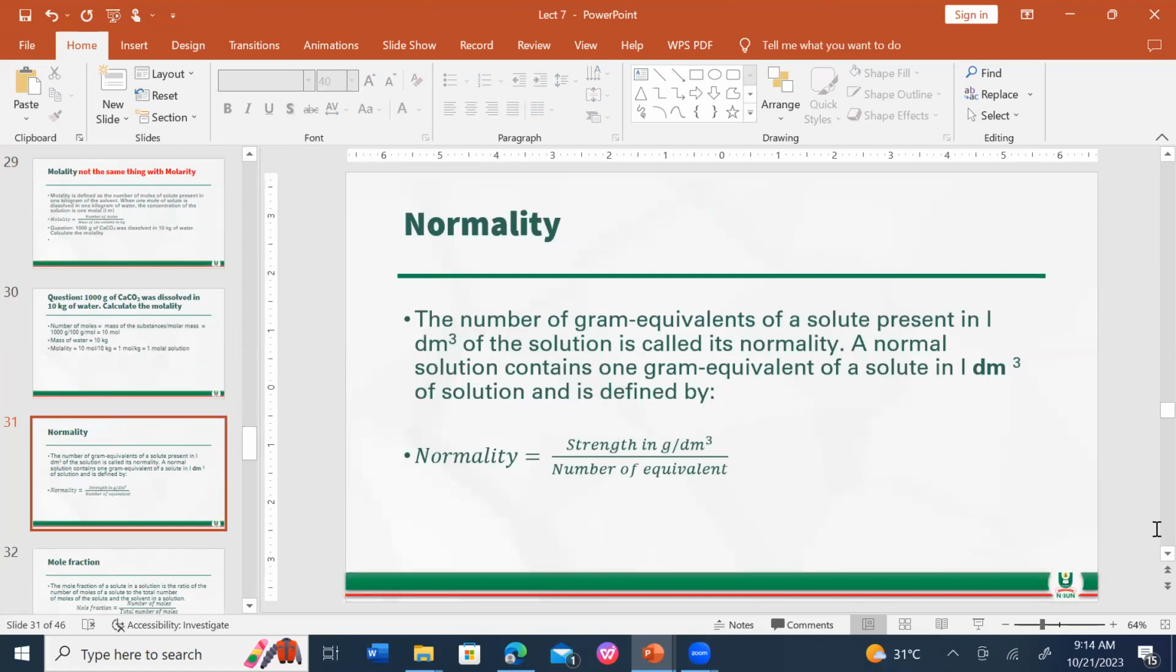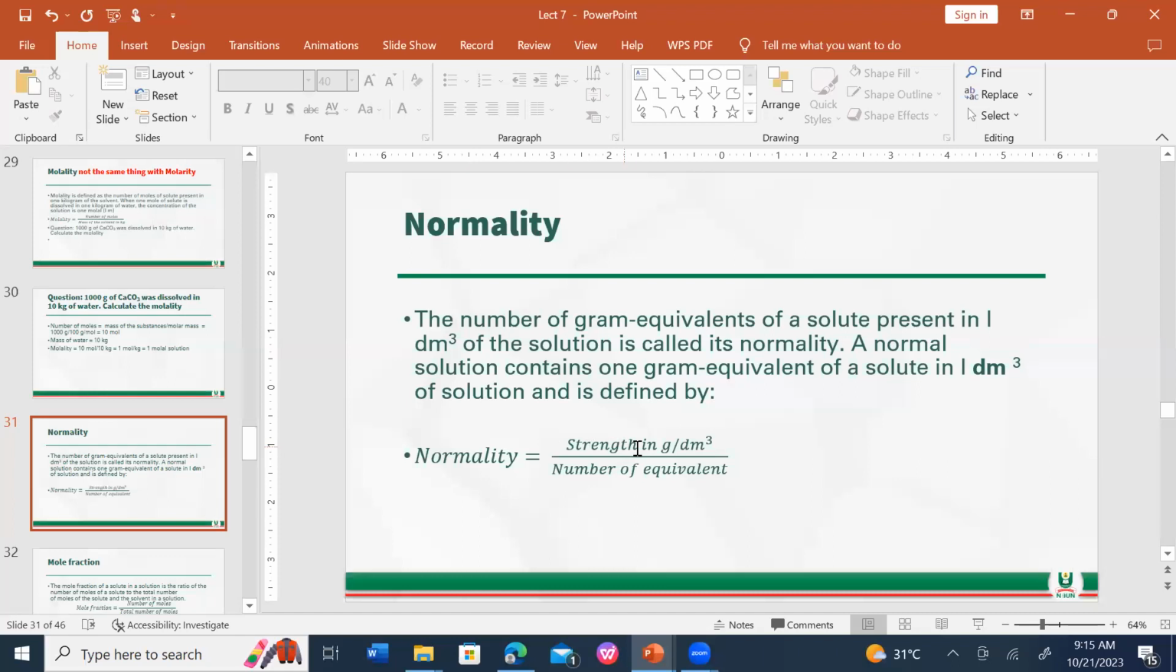What is normality? It is the number of gram equivalents of a salt present in 1 dm cube of the solution. So a normal solution contains 1 gram equivalent of a salt in 1 dm cube of solution.